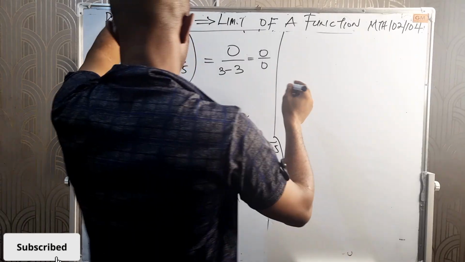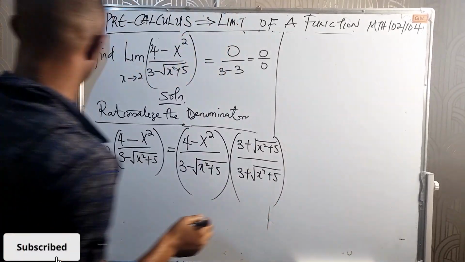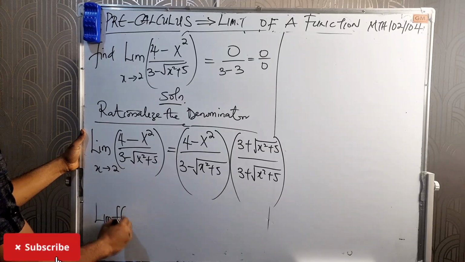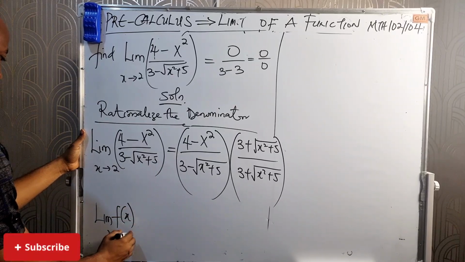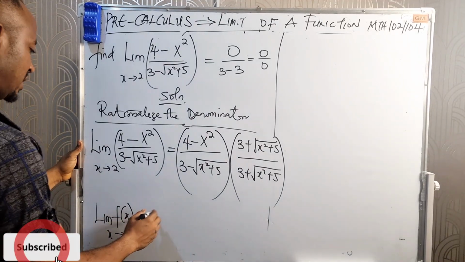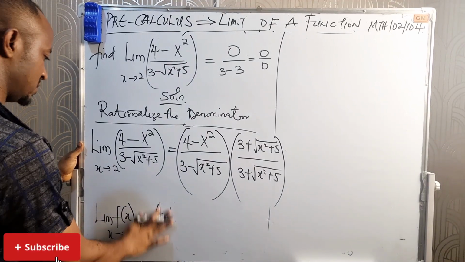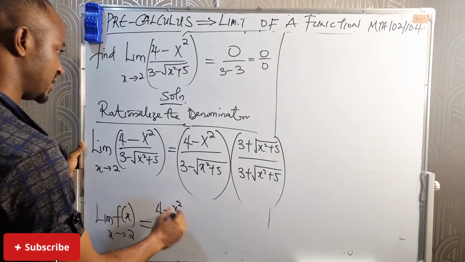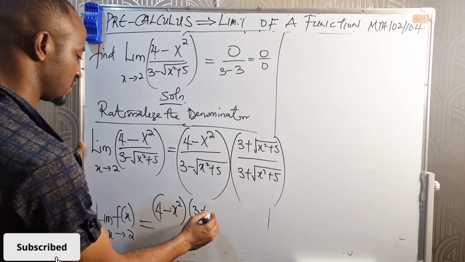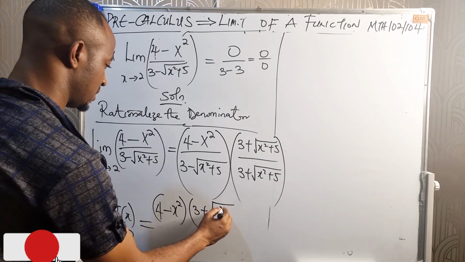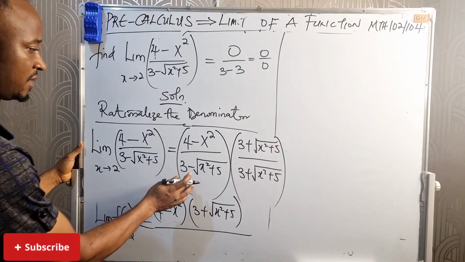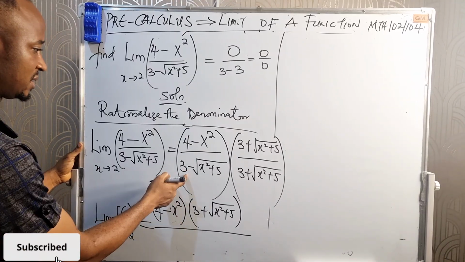So that will give us here. Okay, let's finish up what we have here. We have the limit. Let me call the whole of this f of x to conserve my space, as x is approaching, here we have our 4 minus s squared, right? Multiply with 3 plus root s squared plus 5, all divided by, this becomes 3 times 3.